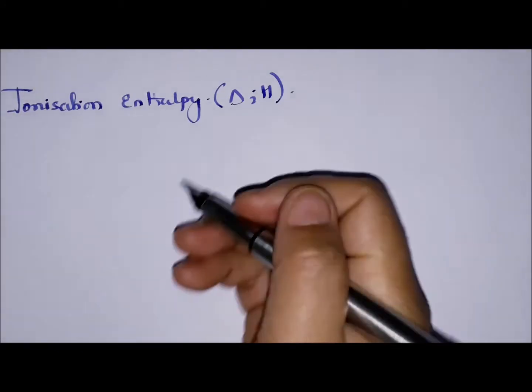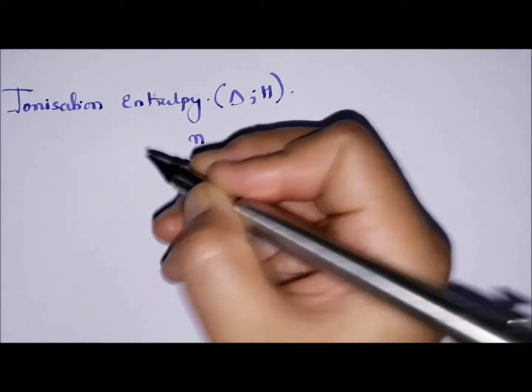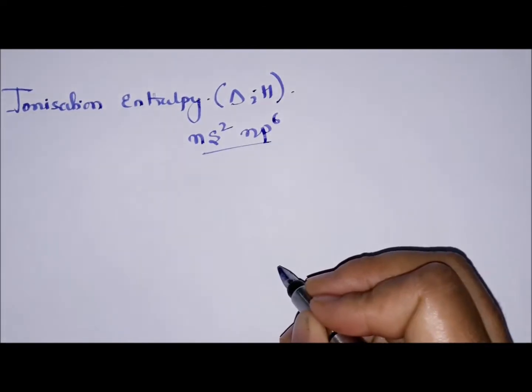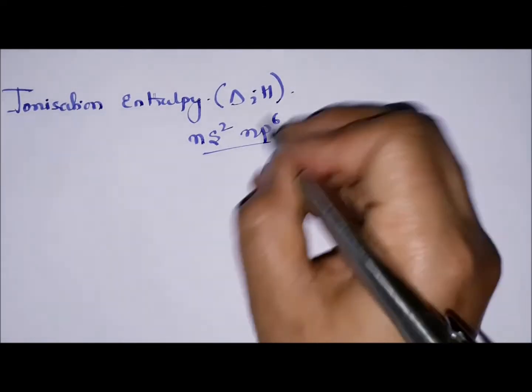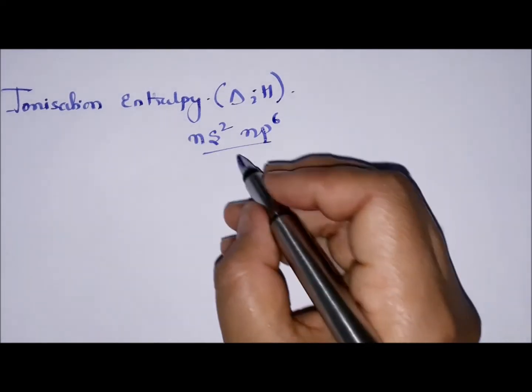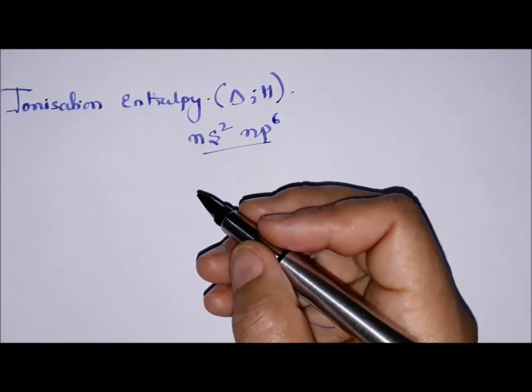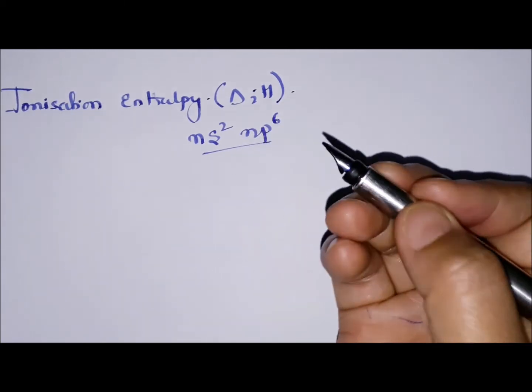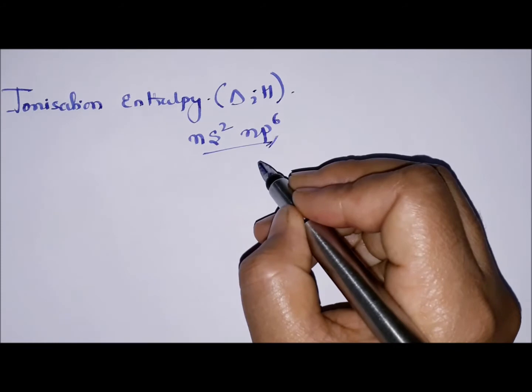Now ionization enthalpy. If we see the electronic configuration ns2 np6, it has completely filled orbitals. For this reason the ionization energy of group 18 is very high. It is very difficult to remove an electron from such a stable configuration.